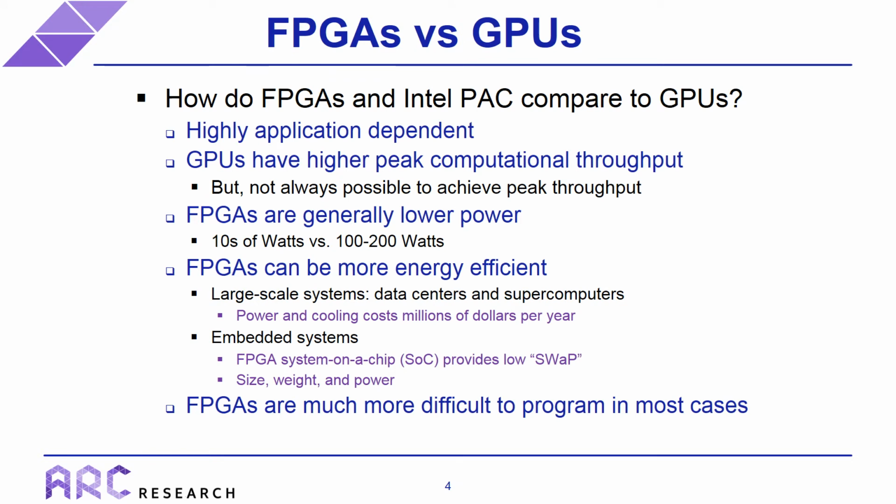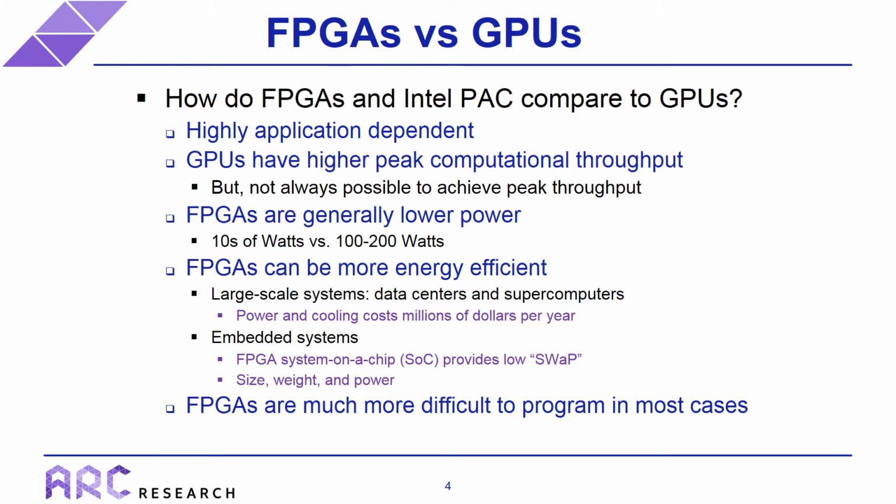So one really common question is, how do FPGAs and how does the Intel PAC compare to other accelerators such as GPUs? And that's a really hard question to answer because it is highly dependent on the specific application. There are applications where FPGAs can outperform GPUs, and there's plenty of applications where GPUs will outperform FPGAs. So what I'll do on this slide is try to give you just the general trends to get a basic understanding of where one might be appropriate over another.